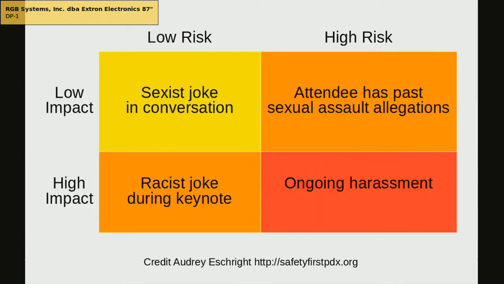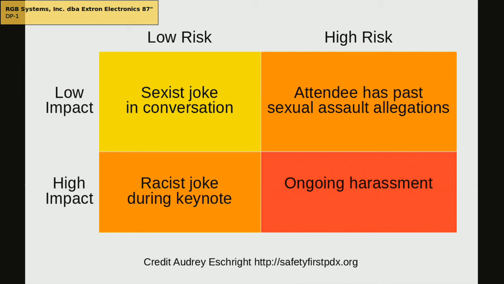So let's talk a little bit about the how. How do you enforce a code of conduct? And I really want to thank Audrey Eschright of Safety First PDX. She developed this particular framework for putting code of conduct violations into this framework. So the framework is basically risk versus impact. So how risky is the situation? How harmful could it be? And taking into account also mental health, physical health, financial resources, that sort of thing.